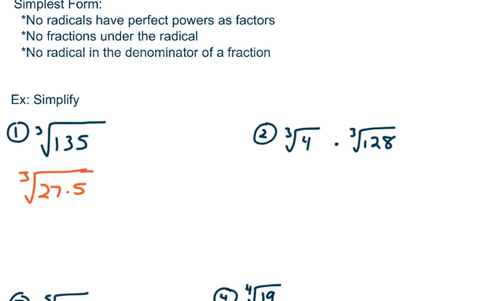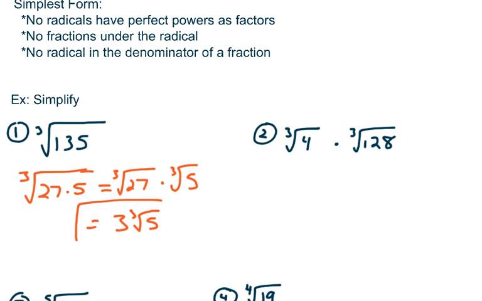Now, what we can do is use that product property to make this the cube root of 27 times the cube root of 5. The cube root of 27 is a nice number. It is 3. So this becomes 3 times the cube root of 5. We don't have any fractions, so we don't have to worry about the last two. No radicals have perfect powers as factors. 5 is not a perfect cube, and it's not divisible by any of the perfect cubes. So we are done. This is in simplest form. 3 times the cube root of 5 is your answer here for number 1.